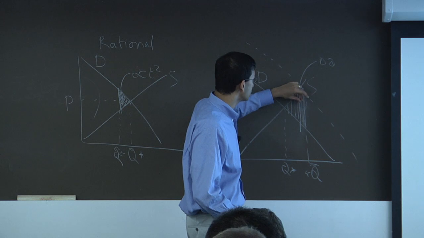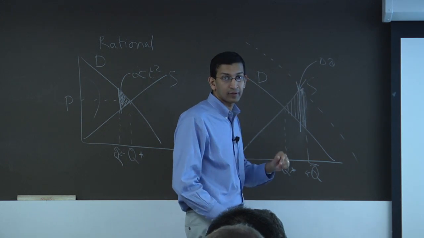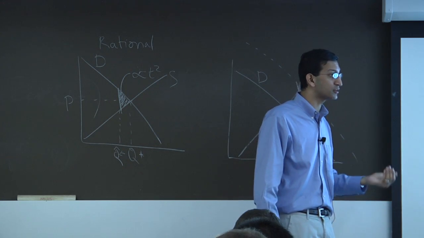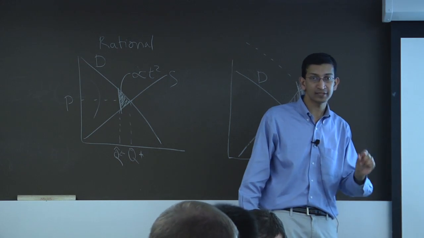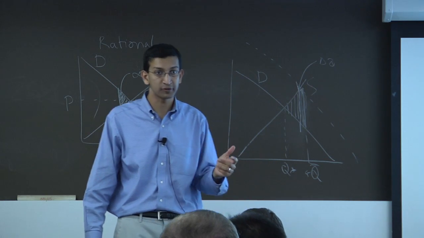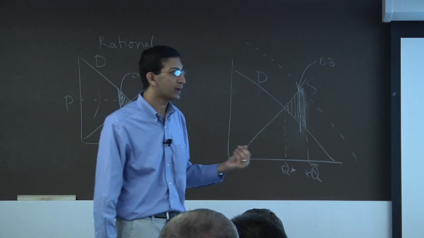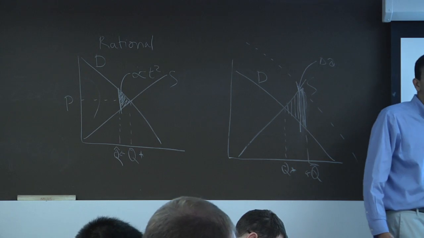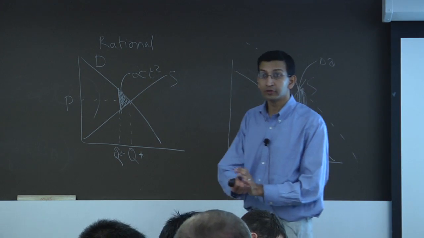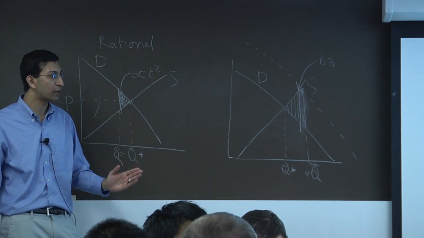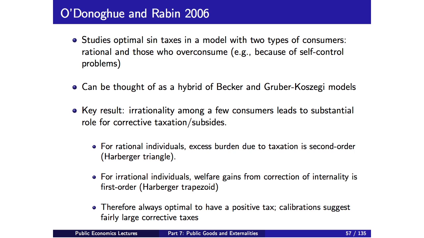And so for these irrational guys here, there's a benefit, like from a 10% tax, the benefit is going to be proportional to 10%. For the rational guys, a 10% tax is going to only generate an efficiency cost of 1%, proportional to T squared. And so as a result, even if 90% of the people in the economy are rational and 10% are irrational, you still want to have the tax on the good because you get first order benefits from correcting the internality and only incur second order deadweight costs.